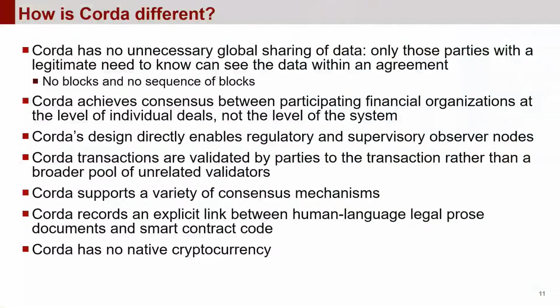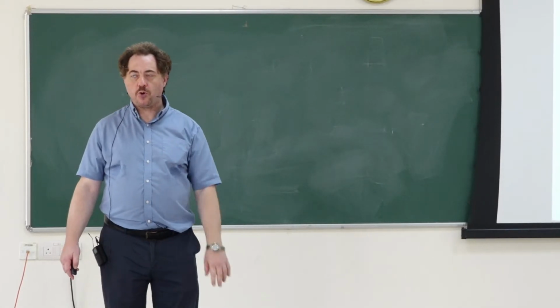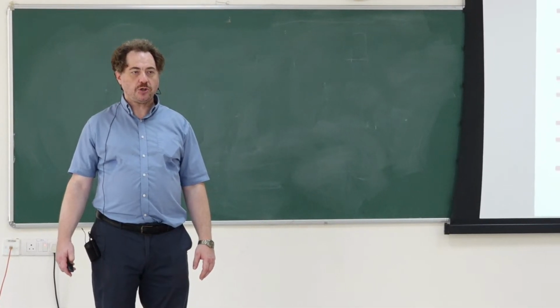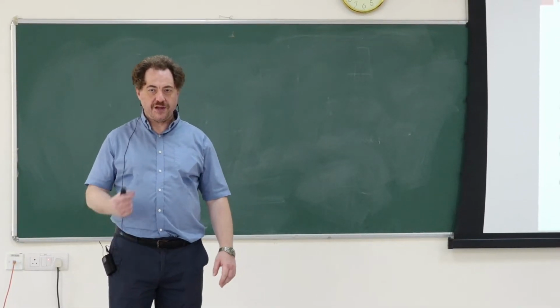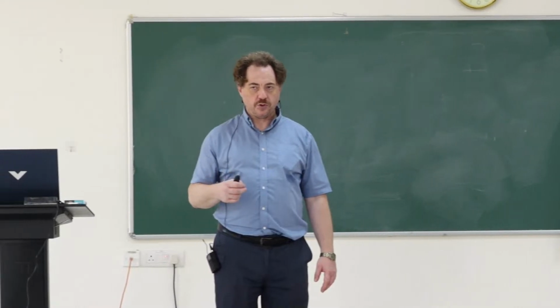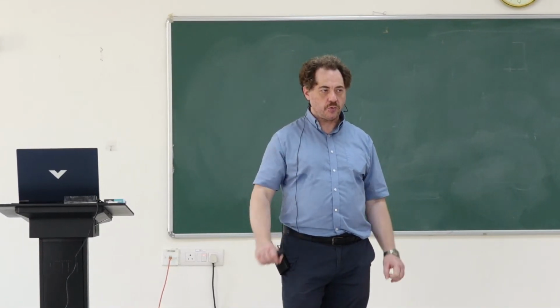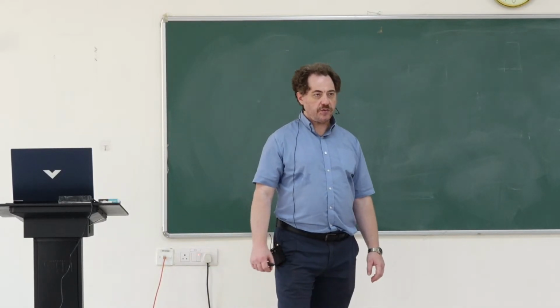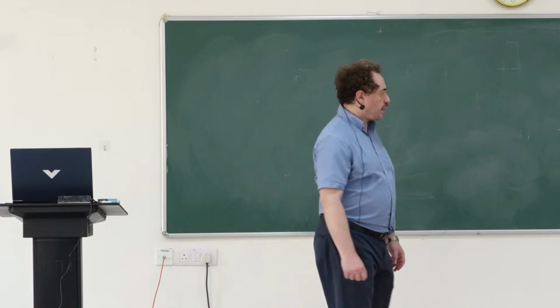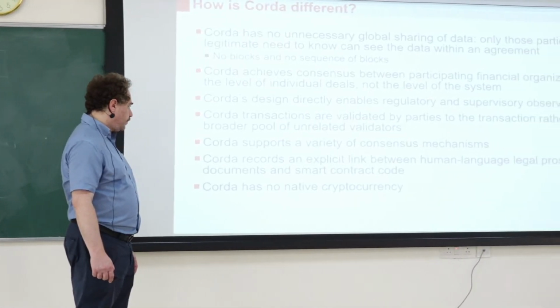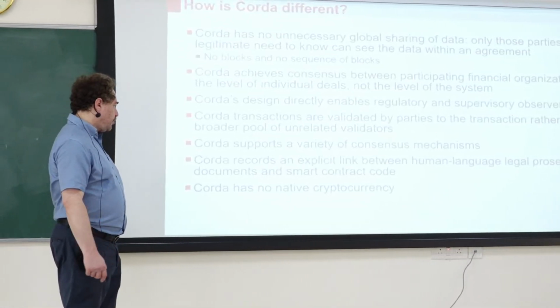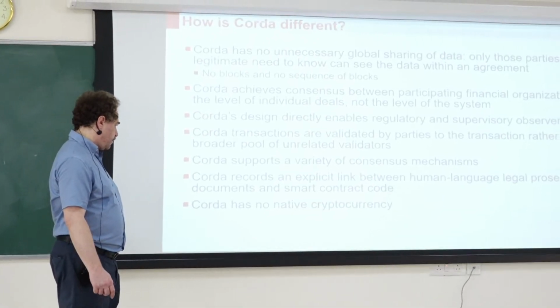Corda records an explicit link between human language legal prose documents and smart contract code. And in fact, well, it's not specific to Corda, but one of the very promising research directions is how to take a legal document from lawyers and do automatic translation of the legal prose in the document to the executable code and create a contract based on the legal prose. So that's generally one of the important areas of research. And Corda plays a significant role for this direction because it has an emphasis on the legal documents.